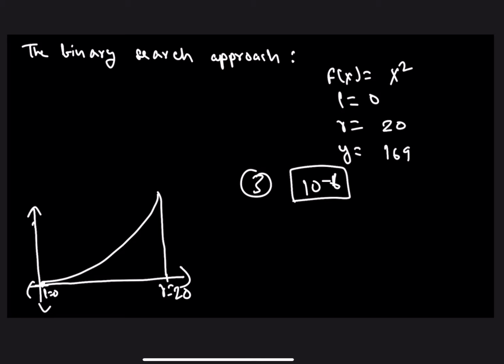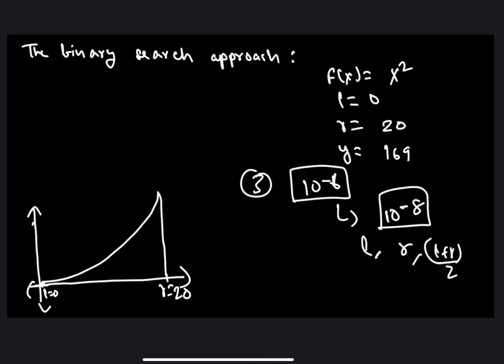So let's just say that we have now reduced the size of the search space to around 10 to the power 8. If you report L as the answer, or R, or even (L plus R) by 2 as the answer, since you know that the correct answer is between L and R, even if you report L, your relative error will be less than or equal to 10 to the power minus 8. Your relative error will be of the order 10 to the power minus 8, and that will be accepted. And that's what we are trying to achieve.